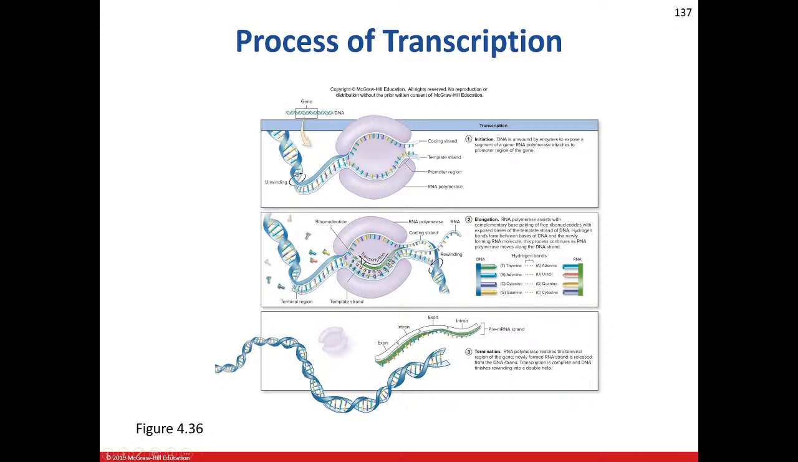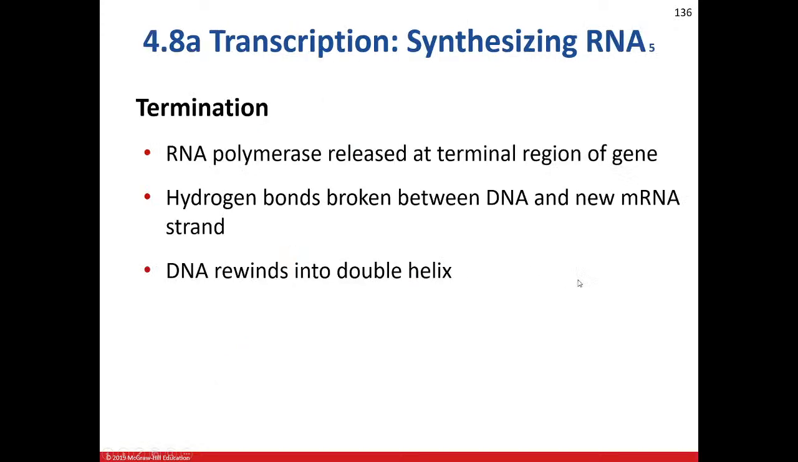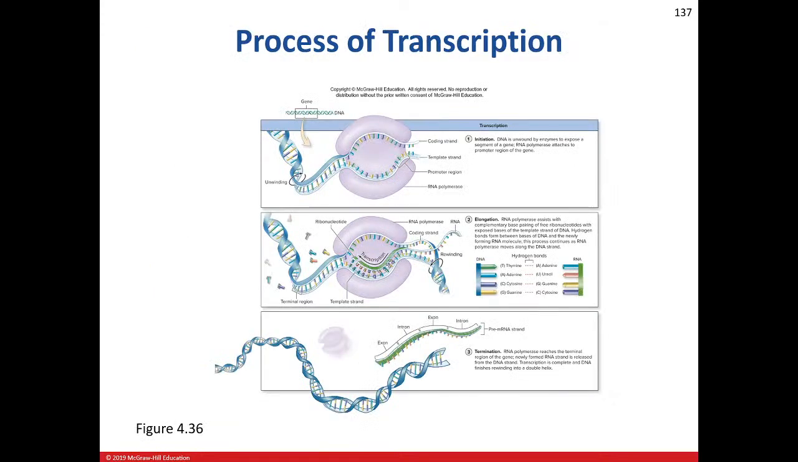All right. And then lastly, we have termination, which is where the RNA polymerase is released at the terminal region of the gene. Basically, we reach a stop message, and the transcription machinery, the RNA polymerase, just stops, it sits there, and then eventually it falls off. Then the hydrogen bonds are broken between the DNA and the new mRNA strand. The DNA rewinds and goes back to the double helix shape, and the RNA is released. Okay, so we can see the DNA here in termination has gone back to shape. RNA polymerase has fallen off, and now we have the mRNA here.